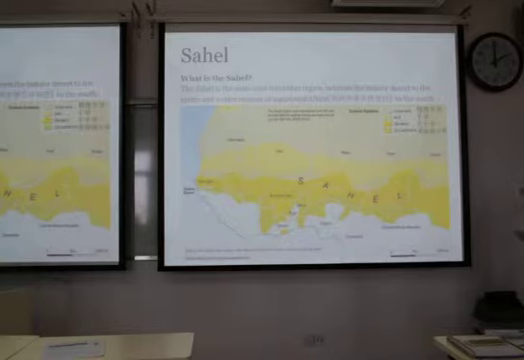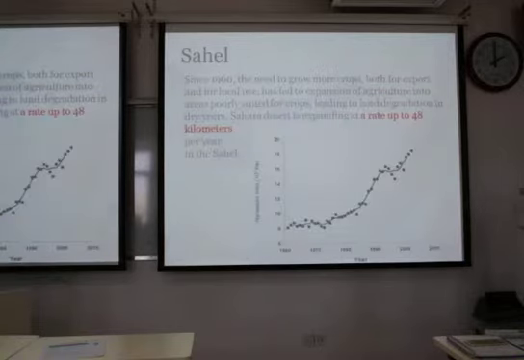region of equatorial Africa to the south. Since 1960, the need to grow more crops, both of export and for local use, has led to expansion of agriculture into areas poorly suited for crops, leading to land degradation in dry years.